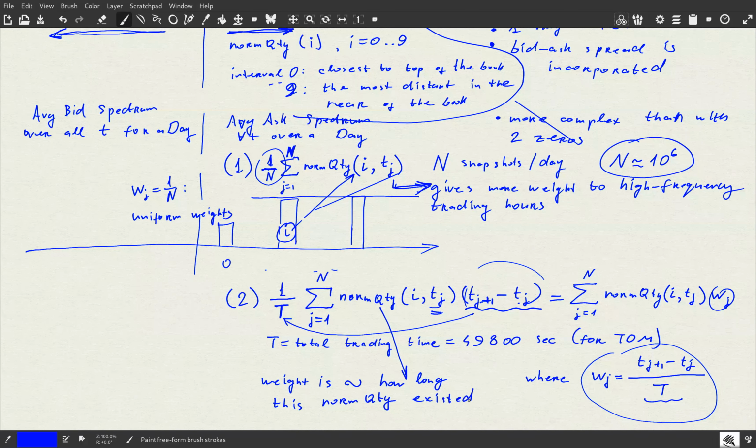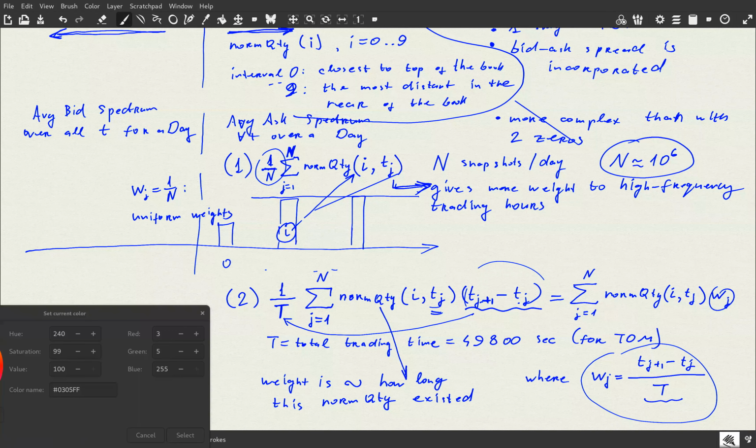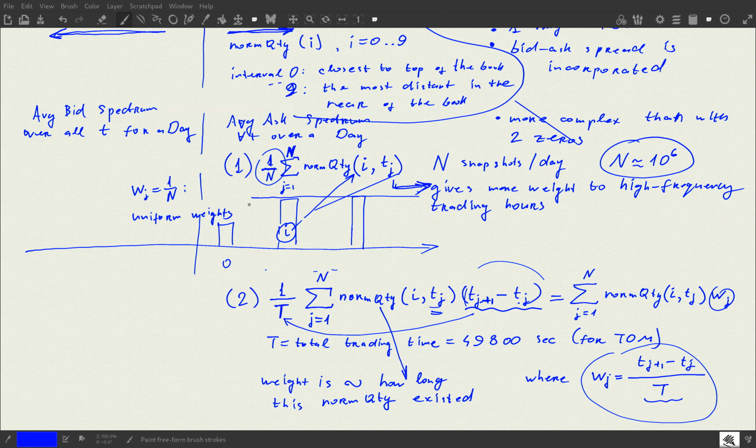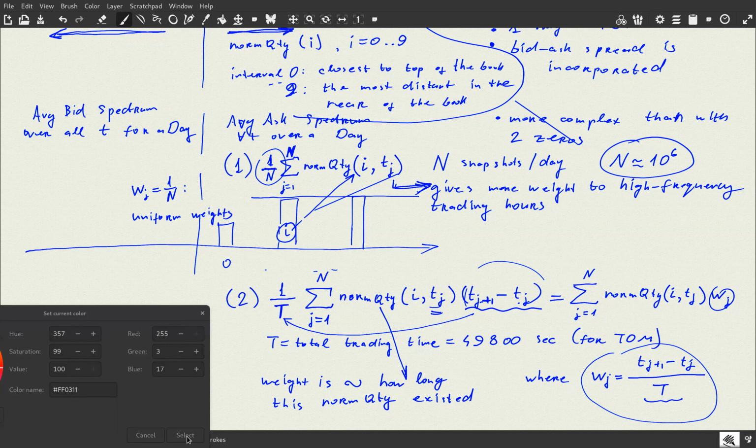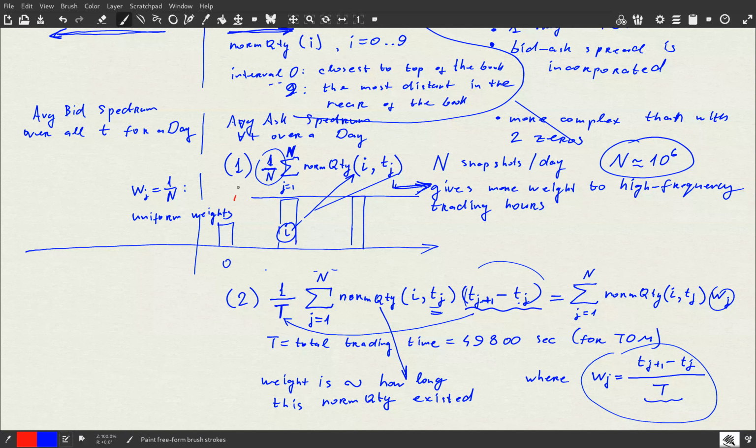I would say it is an average over time. So number one, we can say it is average over count, average by count. And number two is average by time. You see, average. Average by count. And this one is average by time.